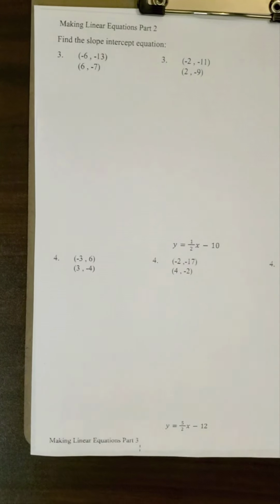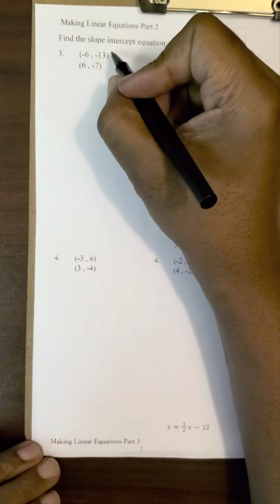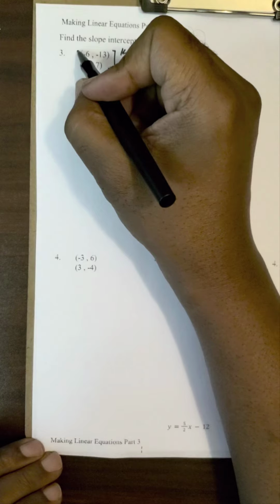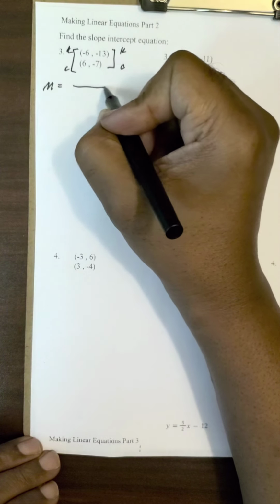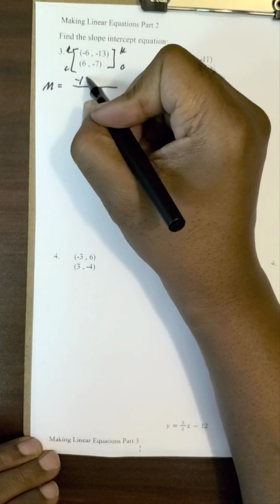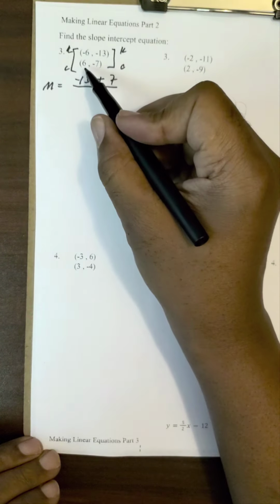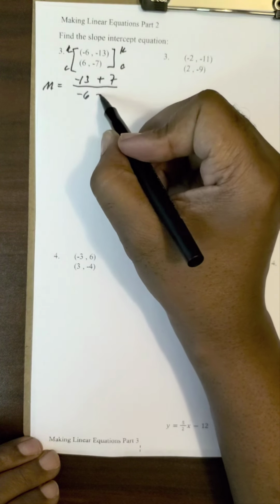Okay, finding the slope here. So we're going to keep and change from the right side, and then keep and change from the left side. So slope equals, keep the negative 13, but change the negative 7 to positive 7. Keep the negative 6, but change this positive 6 to negative 6.